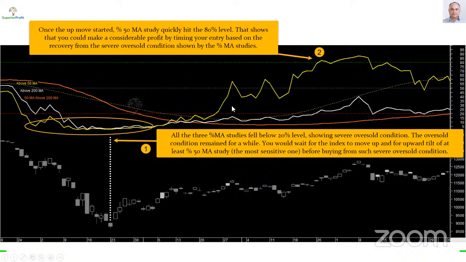Let's see if I have more slides on percentage MS studies. After that, I'll stop today. This is one more chart, again on percentage MS studies.